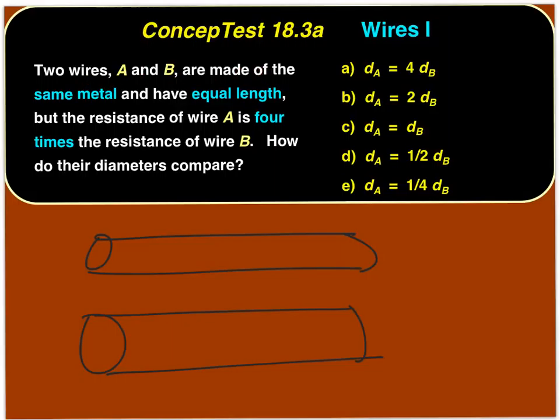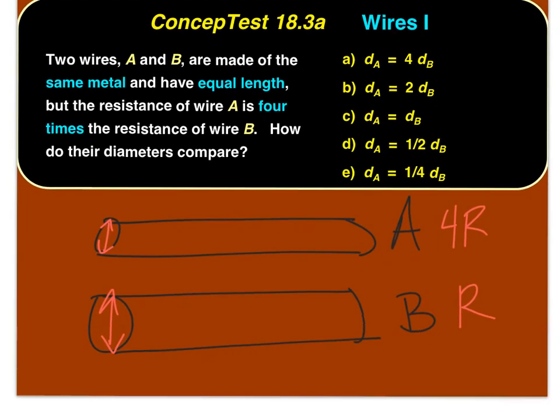Two wires A and B are made of the same material and have equal length. So same material means they have the same resistivity, equal length, but the resistance of wire A is 4 times the resistance of B. So that would be A and that would be B. The larger diameter or larger cross-sectional area means less resistance. How do their diameters compare? So we're interested in this.